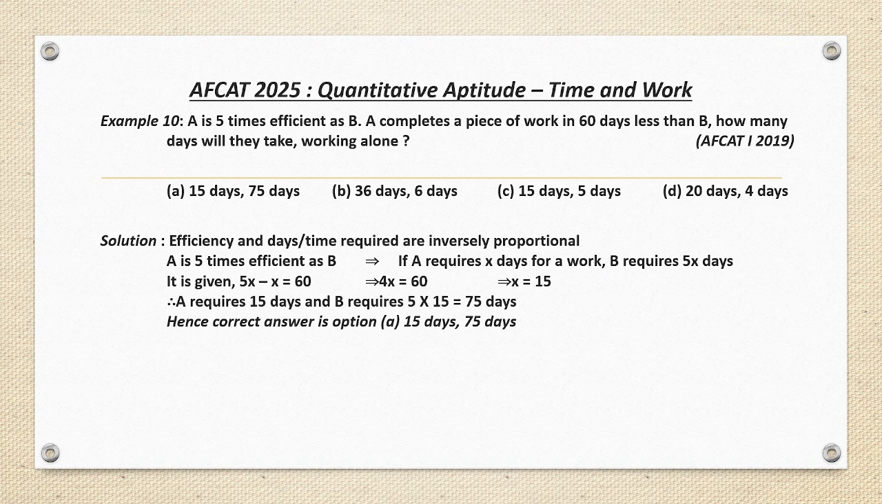A is 5 times efficient as B. A completes a piece of work in 60 days less than B. How many days will they take working alone? Right? That is, how many days will they take working alone means A, how many days does he require, and B, how many days does he require. So please try to solve it on your own, and please take a minute pause.